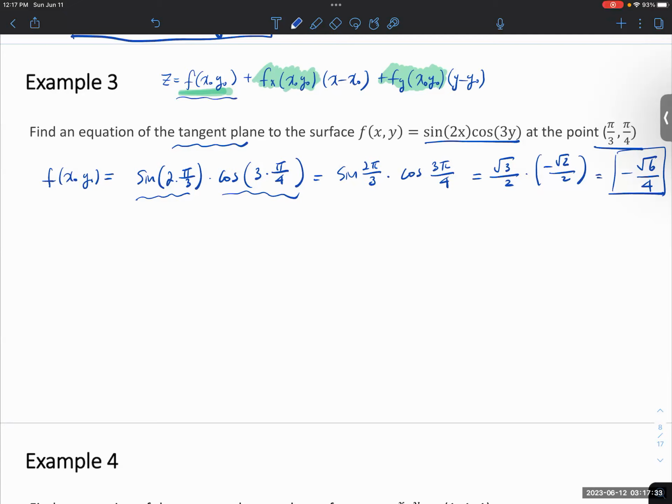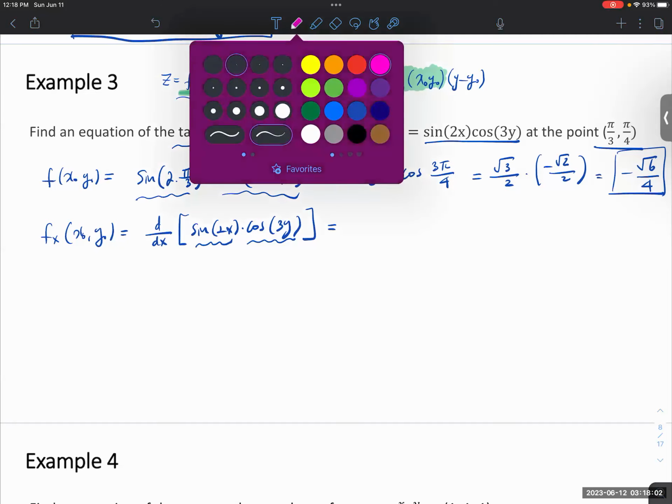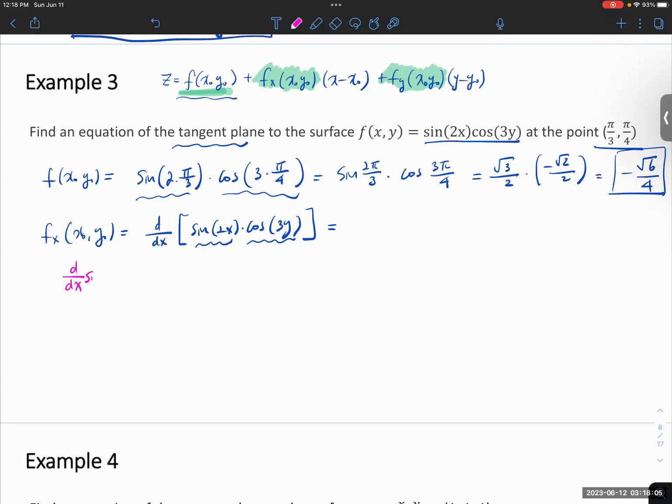Now for the next one, we are going to take the partial derivative. You can try it, but let's take a look. d over dx of sine 2x cosine 3y. Now we are taking the derivative with respect to x. Cosine 3y is going to be a constant, but now you have to take the derivative of sine 2x. You have to remember d over dx of sine nx is, not a flip, my bad, n times cosine nx. Do you remember this?